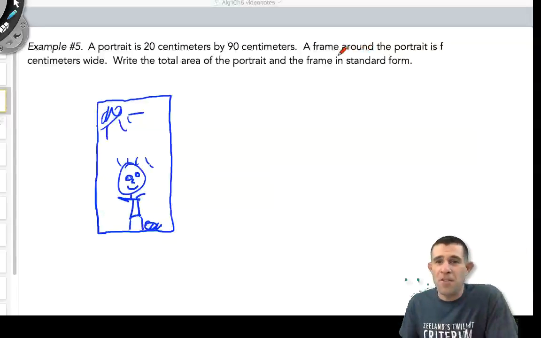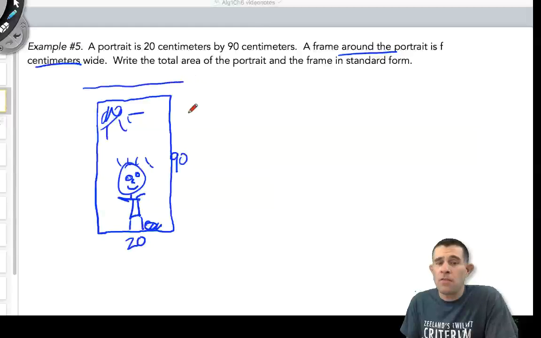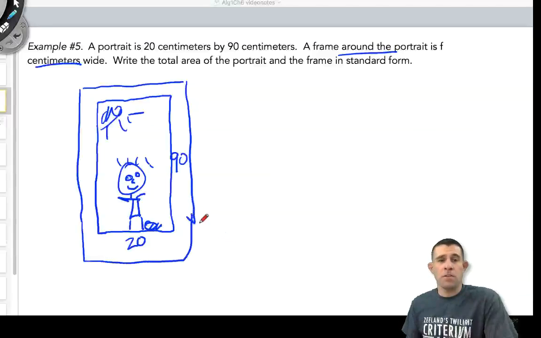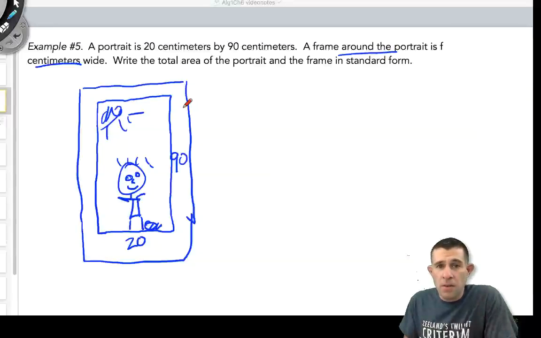There's our picture. Anyways, we have a frame around this portrait that's f centimeters wide. So first of all, this dimension here is 20, this dimension here is 90, and now we have a frame around it, and that frame measures f centimeters wide. So let's take a second. There's our beautiful frame, and its dimension right here is f. And same thing with this width here, it is also f, which means this distance here is f, and same with this distance, even though it looks a little bit longer than f. But anyways, regardless, here we go.